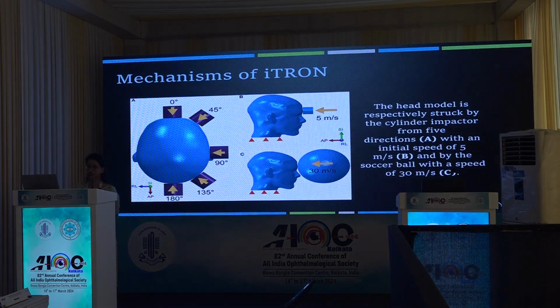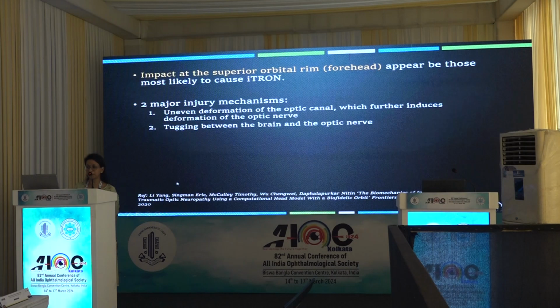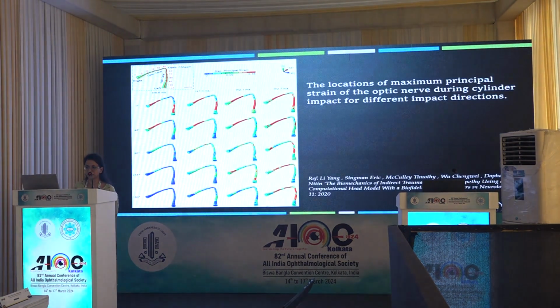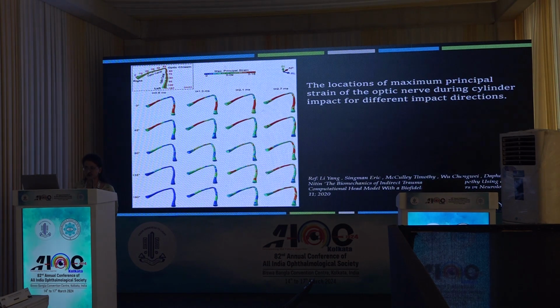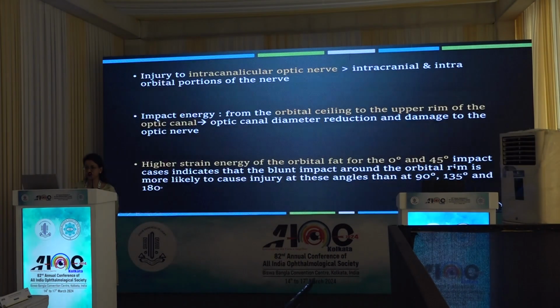So there are many indirect mechanisms of indirect optic neuropathy. So if the angle is between 0 and 45 degrees, the damage is more severe than if it is between 90 and 180 degrees. So it is important to know what type of impact it is, and the most common segment is the intercanalicular segment where there's tugging between the brain and the optic nerve. So this is one human model that has been studied which showed that at the angle of 0 and 45 degrees was the maximum impact of traumatic optic neuropathy.